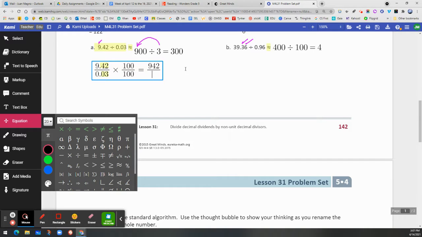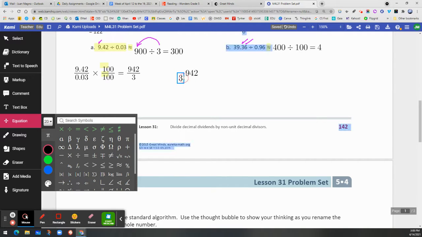3 hundredths times 100 equals 3. And now we have our division right here. This is what we need to solve, that division. 942 divided by 3. Let me set it up in a way that it works for me.